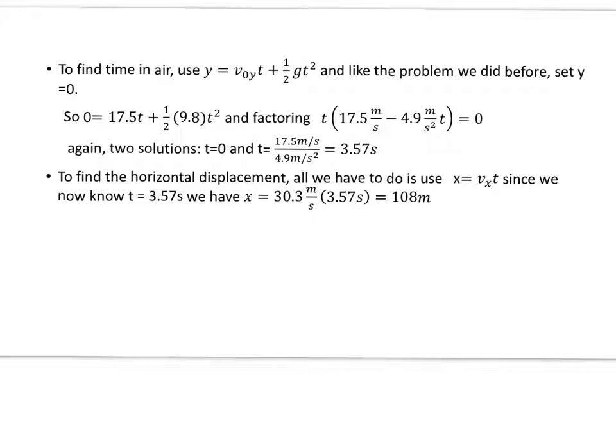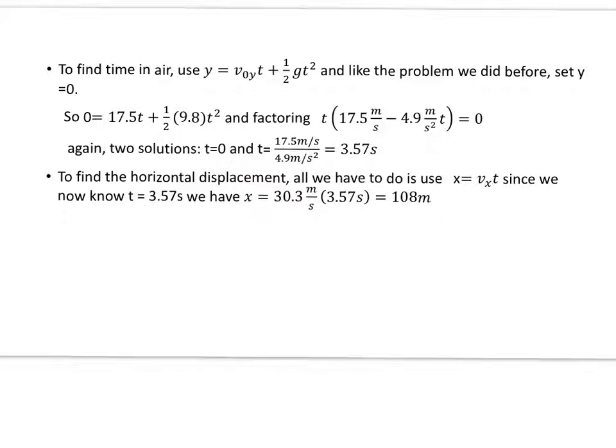So we have 0 is equal to, again, this is the initial velocity in the y direction, the y component, 17.5 t plus 1/2 times 9.8 times t squared. And we did this before. The way to solve this is simply to factor out the t. Okay, so we get that. And as I explained before, when you multiply two things together and you get 0, then one or the other must be 0. So two solutions.